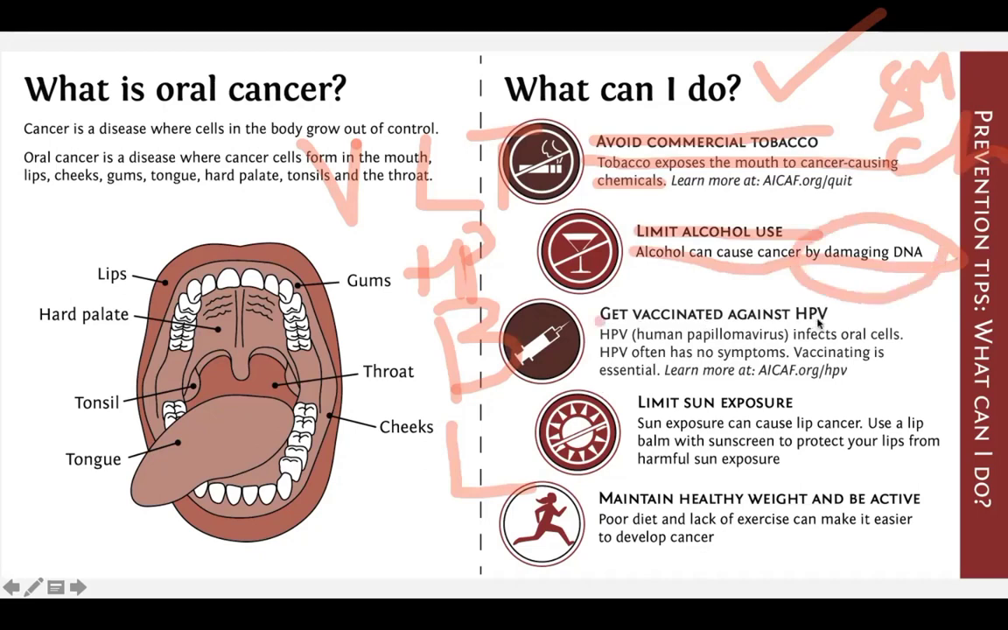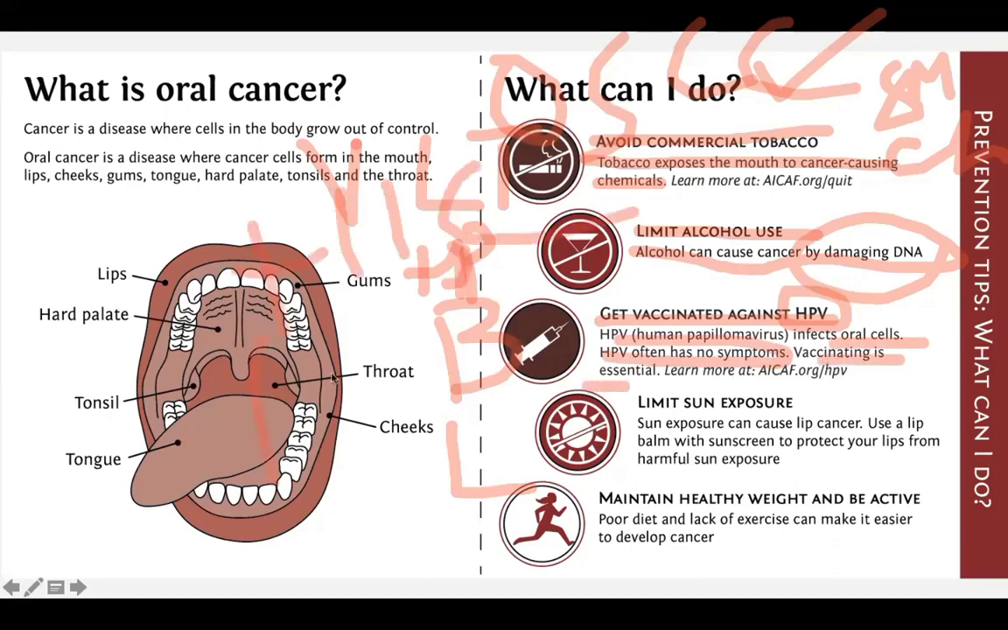Get vaccinated against HPV. Why HPV vaccination? Because HPV was one of the factors, causes, or etiology for oral squamous cell carcinomas. HPV, human papillomavirus, infects oral cells. HPV often has no symptoms, it is asymptomatic. Vaccinating is essential. Other than Hep B, we should get the HPV vaccination.